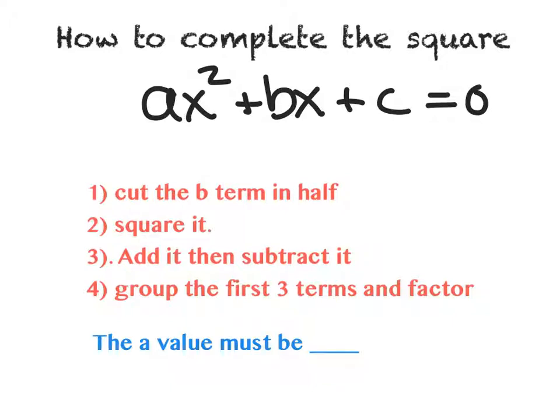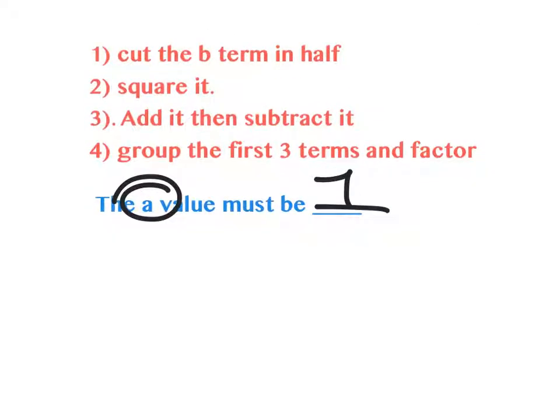So let's run through our steps on how to complete the square. Remember, it has to be quadratic, ax squared plus bx plus c equals 0. So here's what we do. We cut the b term in half, square it, add it, then subtract it, group the first three terms together, factor. And remember, the a value in front has to be the number 1. So what if it's not? Then you simply divide by the a value.